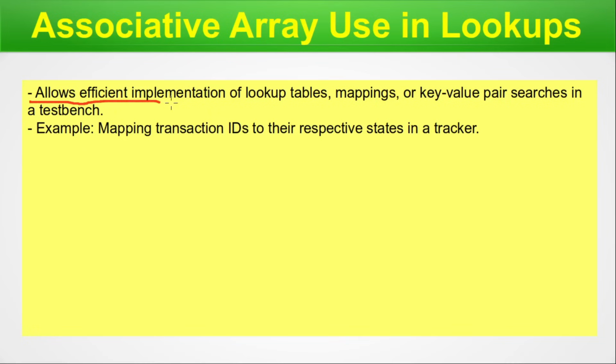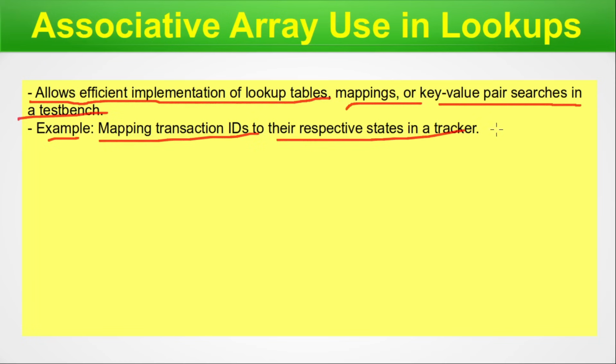Associative arrays in lookups. Associative arrays make runtime lookups very easy. By mapping keys to values, they simplify tasks like tracking transaction states. Thus, they allow efficient implementation of lookup tables, mappings, or key-value pair searches in a test bench. Example, mapping transaction IDs to their respective states in a tracker. Now let us see some examples.